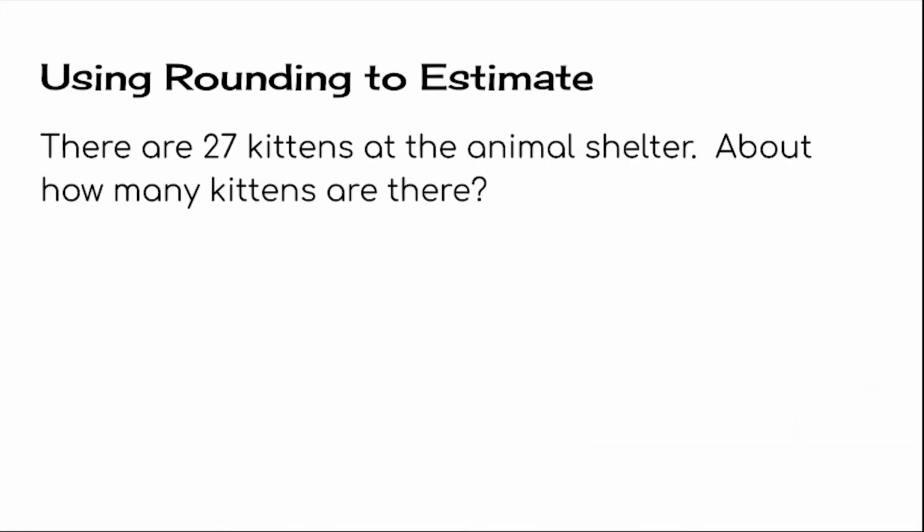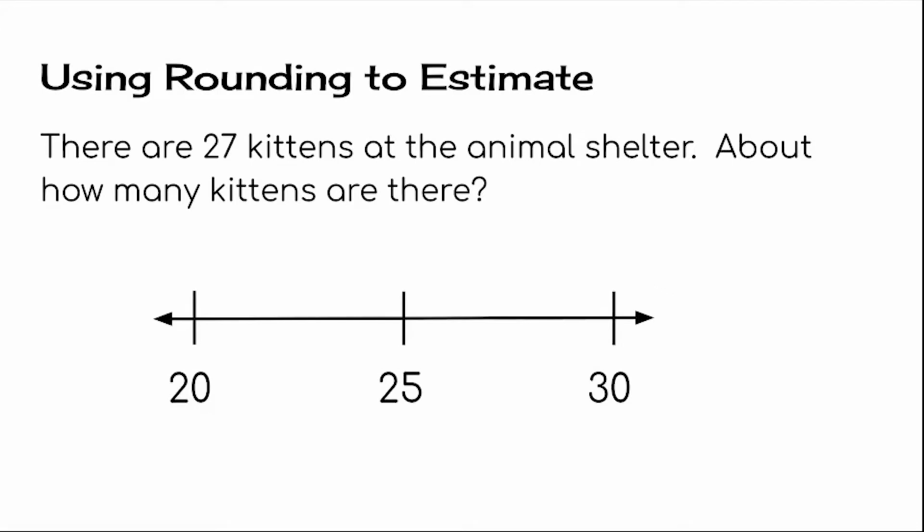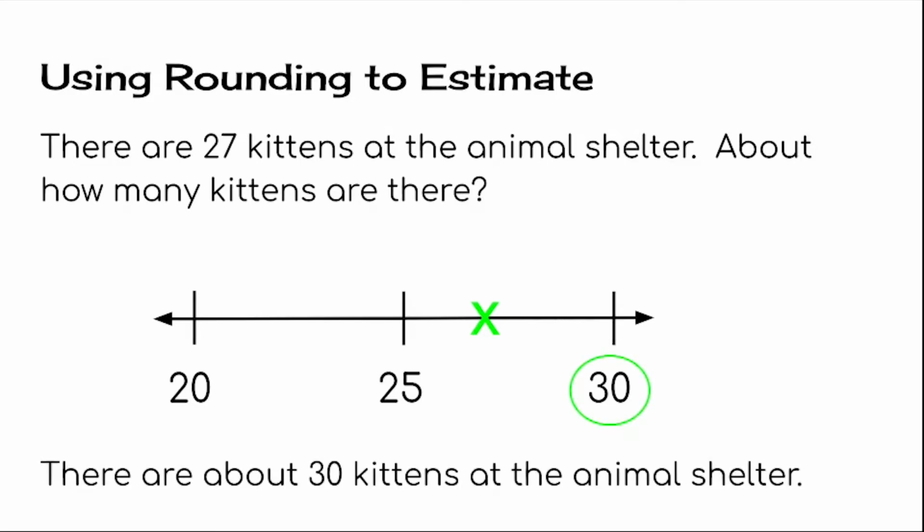Let's now practice using rounding to estimate. Here's a little situation. There are 27 kittens at the animal shelter. About how many kittens are there? The word about tells me to estimate, and I know that one great way to estimate is by using rounding. There's my number line. I have 20 and 30 and 25 in the middle. 27 goes right about here. So what does 27 round to? That's right, 27 rounds to 30. There are about 30 kittens at the animal shelter.